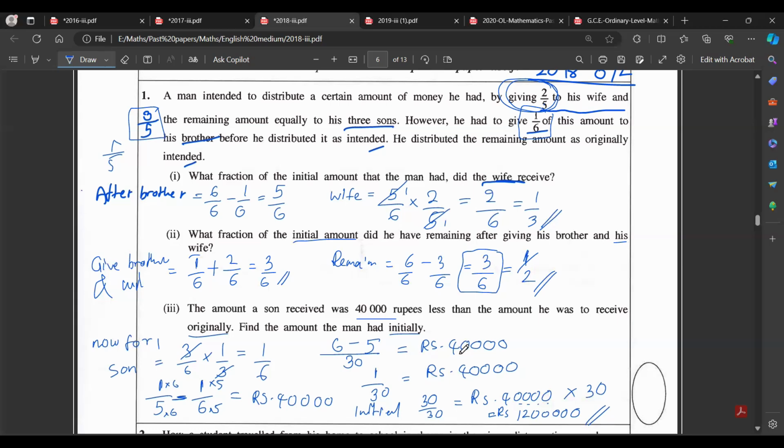Difference of that is 40,000. Actual difference is 1 over 30, which is 40,000. Initial cost is total 1 over 30. If they are considered 30 parts, 1 part is equal to 40,000. So altogether, what the cost should be is 12 lakhs. You have to multiply that one by 30. Clear? That's the method you have to do.